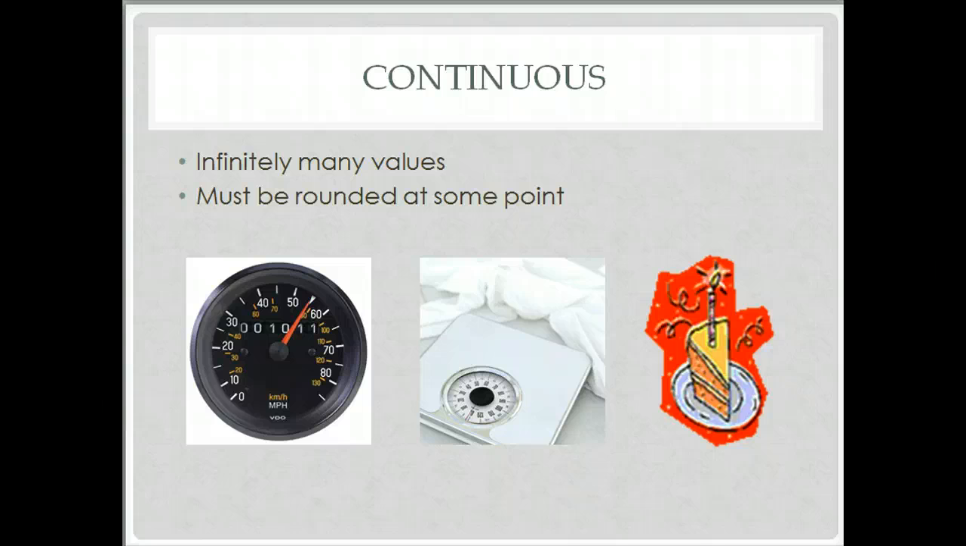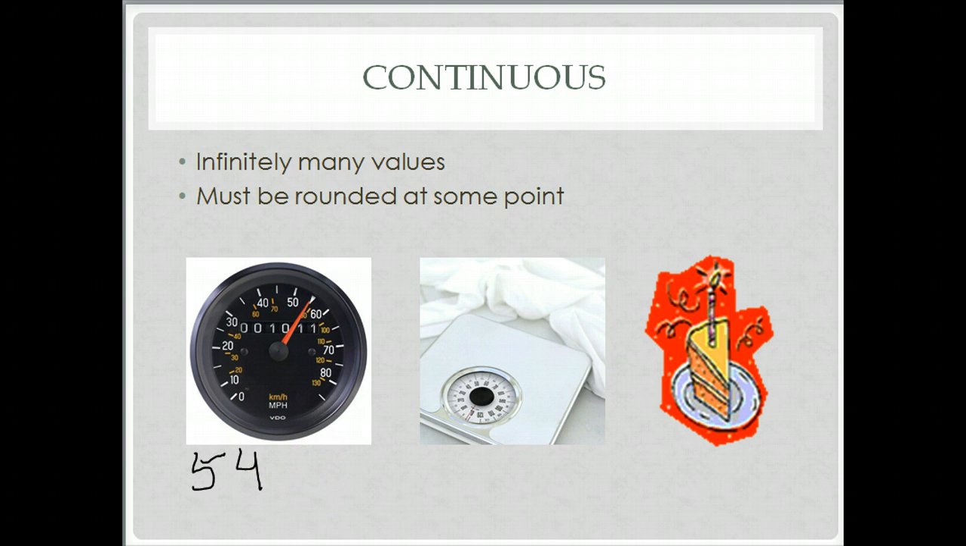This is in contrast to continuous variables. Continuous variables have infinitely many values. They must be rounded at some point. For example, your speed. You might look at this speedometer and say that you're going, if you were the one driving down the road, a little bit under 55 miles an hour. We'll call it 54.